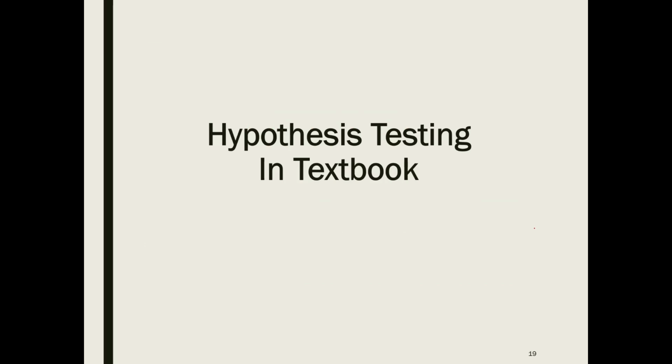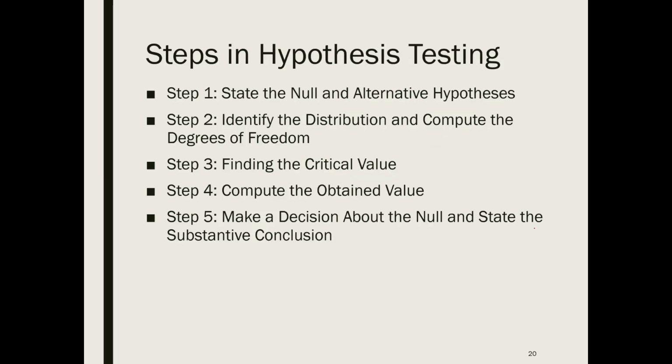Okay. So for hypothesis testing, in the textbook and in the following couple of PowerPoints, I will use this. Some of the hypothesis testing will follow the procedure in the textbook. In the textbook, the hypothesis testing will always have 5 steps. Step 1 is to state the null and alternative hypotheses. Step 2 is identifying the distribution, which distribution we are going to use, and calculating the degrees of freedom. Step 3 is to find the critical value. Step 4 is to compute the obtained value, and step 5 is to make a decision.